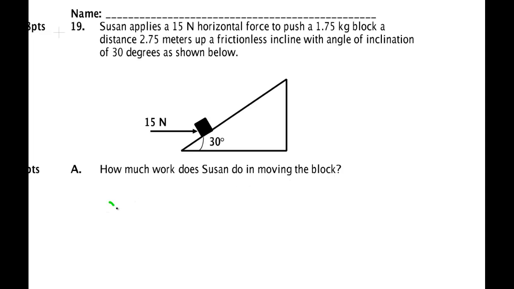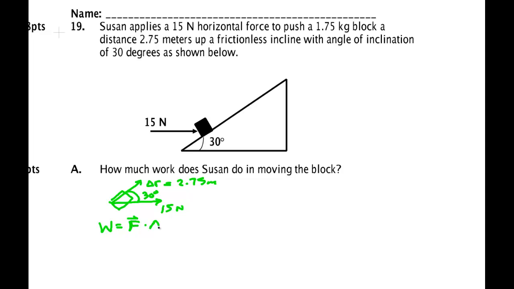Well, good to draw a little diagram like this. There's Susan pushing 15 newtons. The displacement is this away. Delta R happens to be equal to 2.75 meters. And this angle there is 30 degrees. So it's easiest just to use the dot product for this.